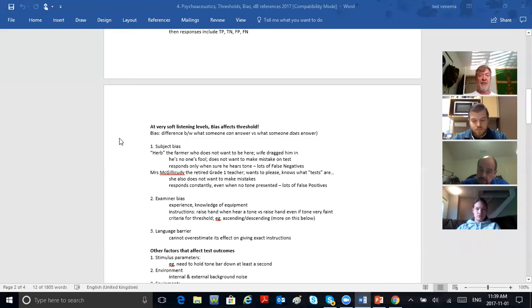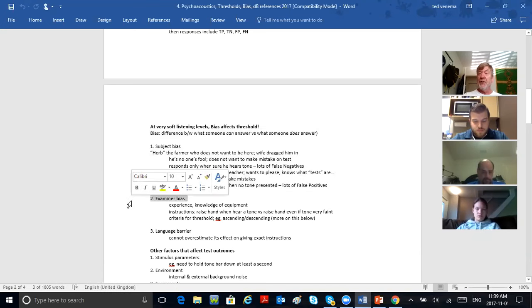You can have other types of noise that can enter the picture too. It doesn't just have to be subject bias. We talked about Herb and Mrs. McGillicuddy, that's subject bias. You can have examiner bias. We've all rented cars, and when you don't know how to drive the car, you're a little bit not used to where the switches are. That's the kind of thing that can interfere.